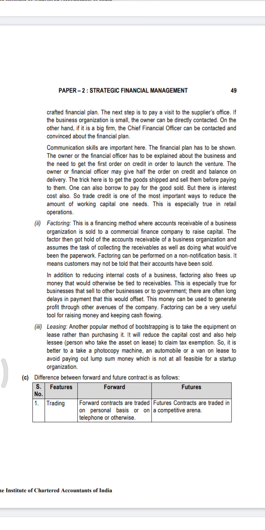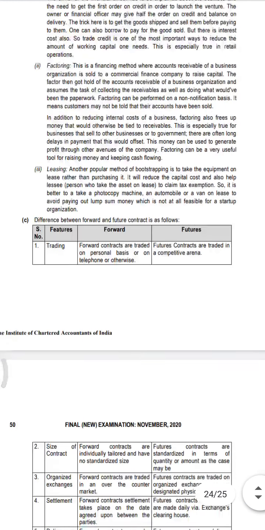In addition to reducing internal costs of a business, factoring also frees up money that would otherwise be tied to receivables. This is especially true for businesses that sell to other businesses or to government. There are often long delays in payment that this would offset. This money can be used to generate profits through other revenues of the company. Factoring can be a very useful tool for raising money and keeping cash flowing.